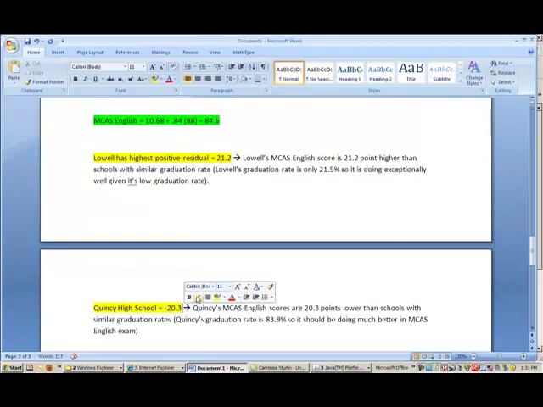We'd like to interpret this. Quincy High School has a negative residual of 20.3, which means its MCAS score is 20.3 points lower than schools with similar graduation rates. Quincy's graduation rate is actually 83.9%, so it should be doing a lot better on the MCAS English exam.